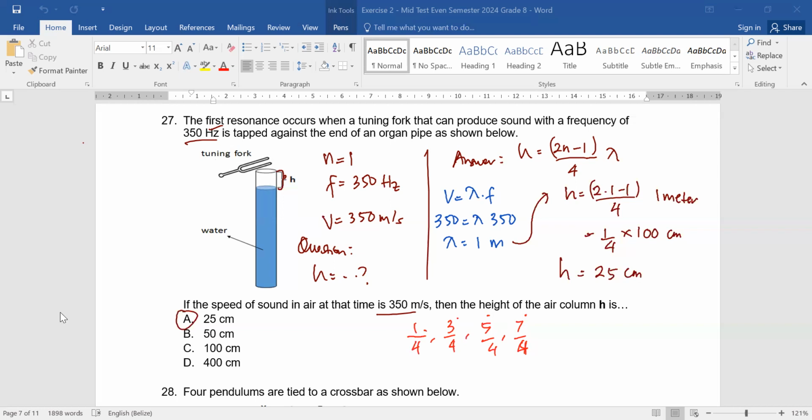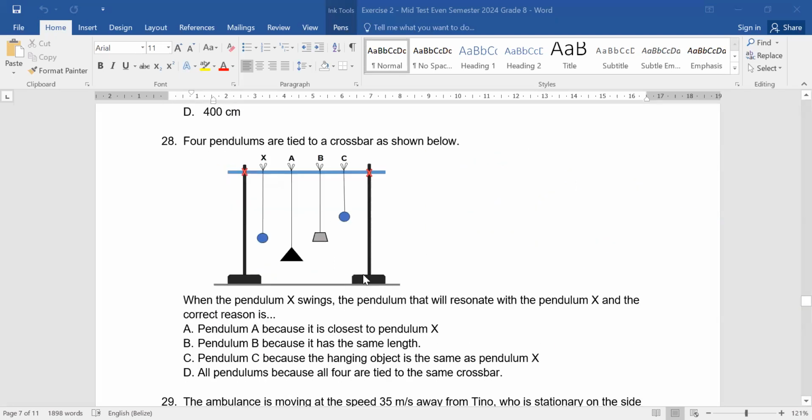The next one, question number 28. The four pendulums are tied together to a crossbar as shown below. When pendulum X swings, which pendulum will resonate with pendulum X, and what is the correct reason? The one that will vibrate as well, that will resonate, is actually the one that has the same frequency. And among A, B, C, the one that has the same frequency is B. Why? Because the length of its rope is the same as X. So it's supposed to be pendulum B because it has the same rope length. Okay, so let's answer question number 28.